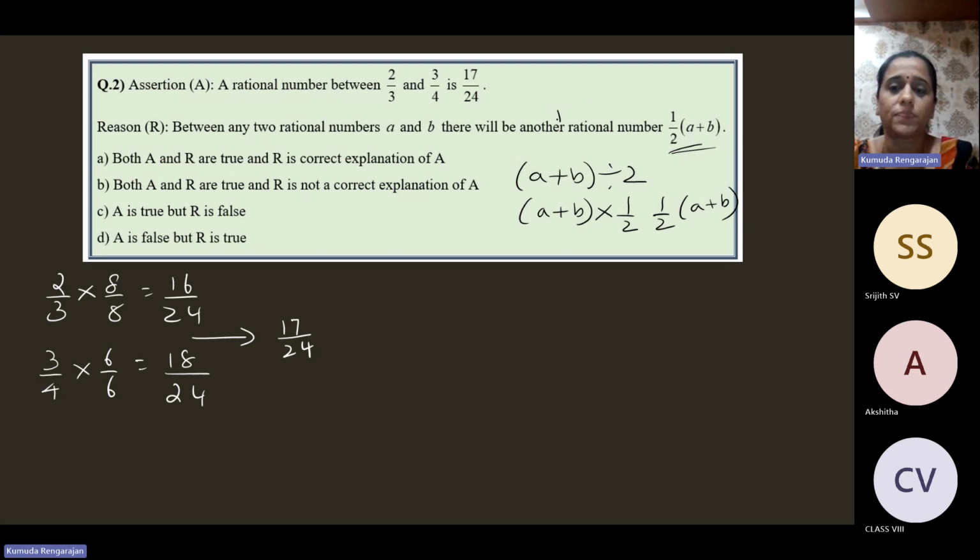So this is true. And clearly the reason statement is talking about the assertion statement. In the assertion statement, a rational number between 2 by 3 and 3 by 4 is 17 by 24. And you can see the reason statement is about the assertion statement. Between two rational numbers, a and b, there will be another rational number, which is half of a plus b. Is true. And the reason is talking about the assertion. So here also both a and r are true, and r is the correct explanation for a.